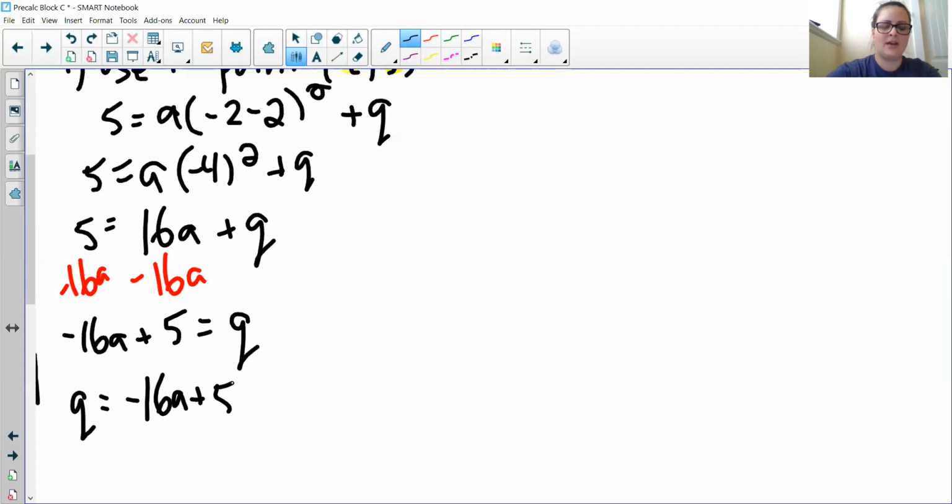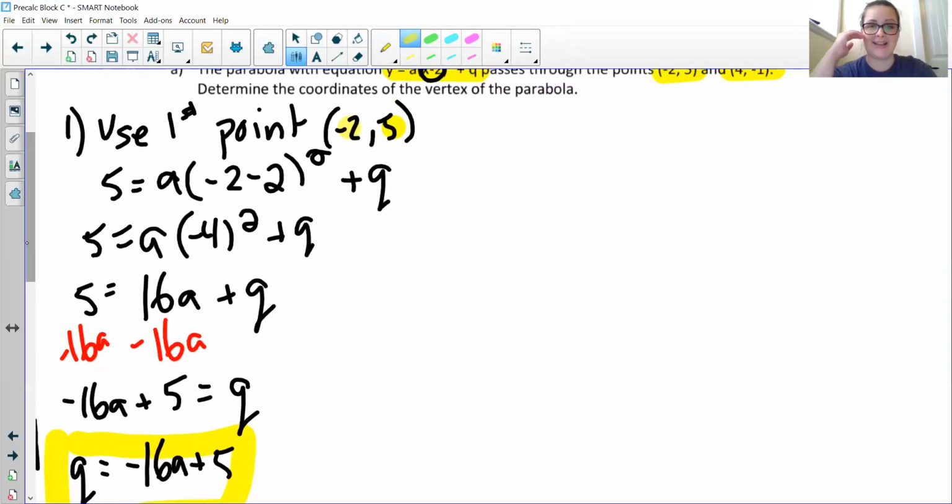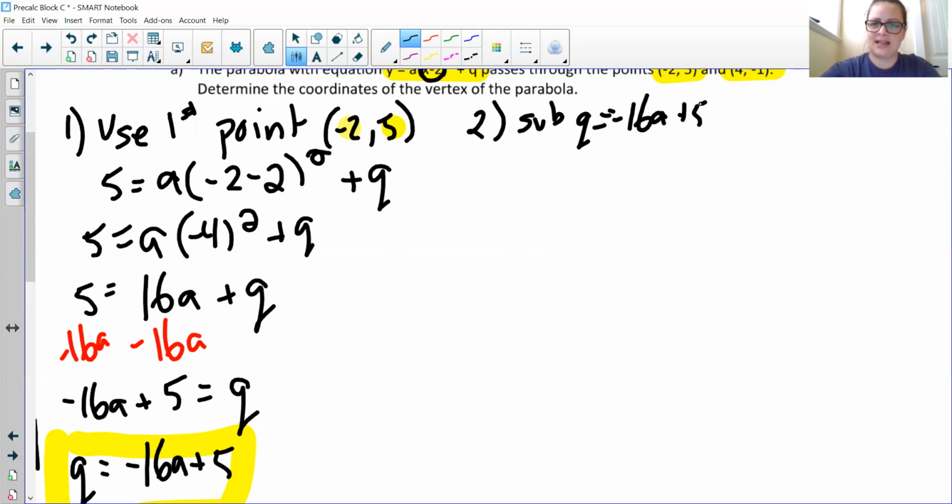Okay, so now I have a new relationship that I figured out. I figured out what q is in terms of a. So the next thing I'm going to do is sub in for q in my original equation what I found that q is equal to. So I have only one variable. So I'm going to substitute q equals -16a plus 5.